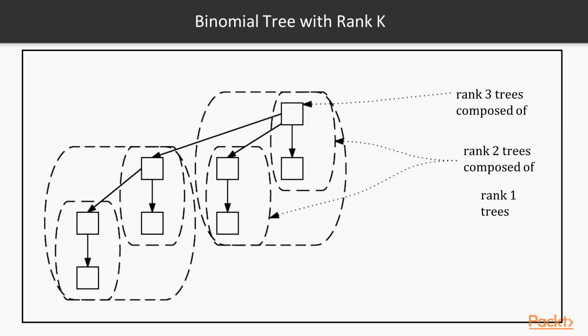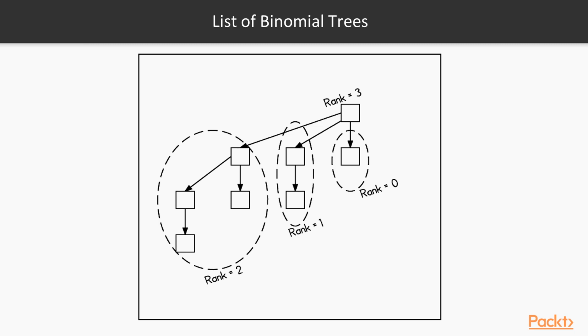The definition of binomial trees could also be stated as: a binomial tree with a rank k is composed of subtrees with rank k minus 1. Here's a pictorial way of stating this. This forms an important basis for the merging operation, as we'll soon see.